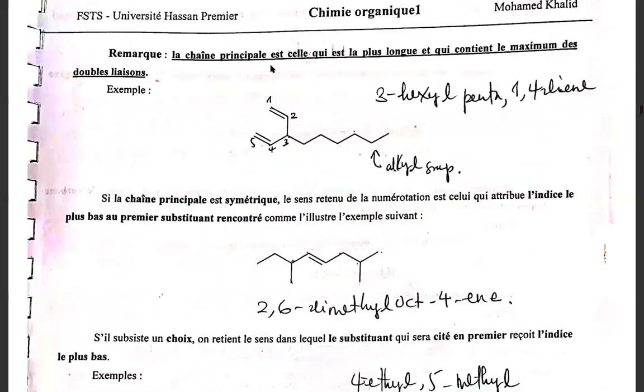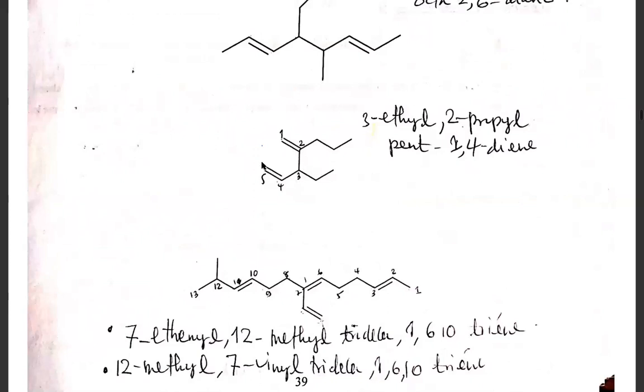La chaîne principale est celle qui contient le maximum de carbone double liaison et la plus longue. So it contains the highest number of carbon atoms. Why? Because it is being justified by the double liaisons. So whatever is different from this chain becomes a substituent.